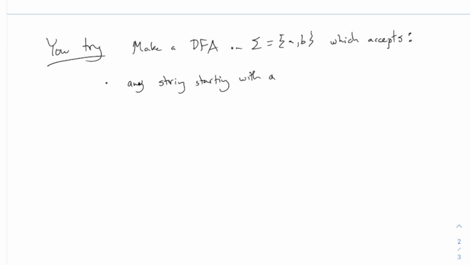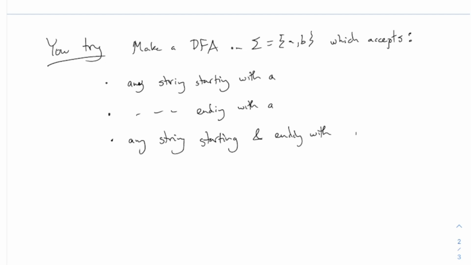Number two, any string ending with A. Number three, any string starting and ending with A. These will be of increasing complexity. Any string starting or ending with A. All right, see what you think.